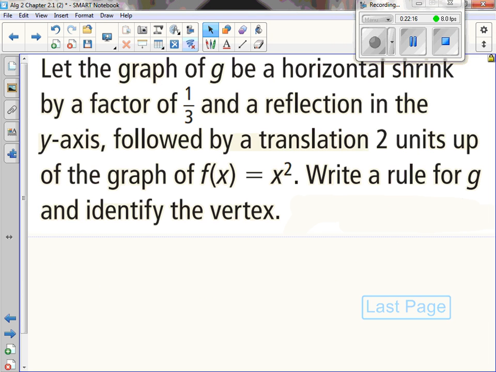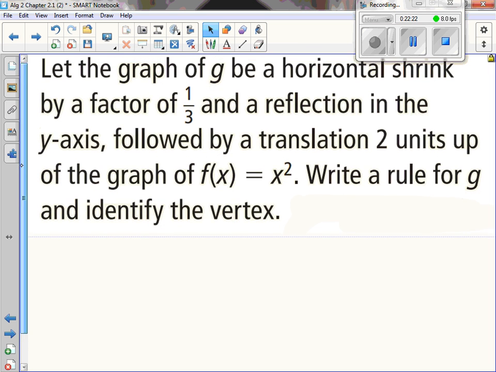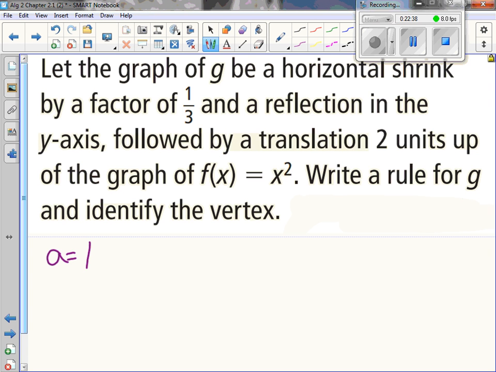That brings us to the last one. The graph of g is a horizontal shrink by a factor of 1/3 and a reflection in the y-axis, followed by a translation 2 units up of the graph of this here. Now A in this case is 1, because we aren't talking about a vertical stretch or shrink. We're not talking about a reflection in the x-axis.